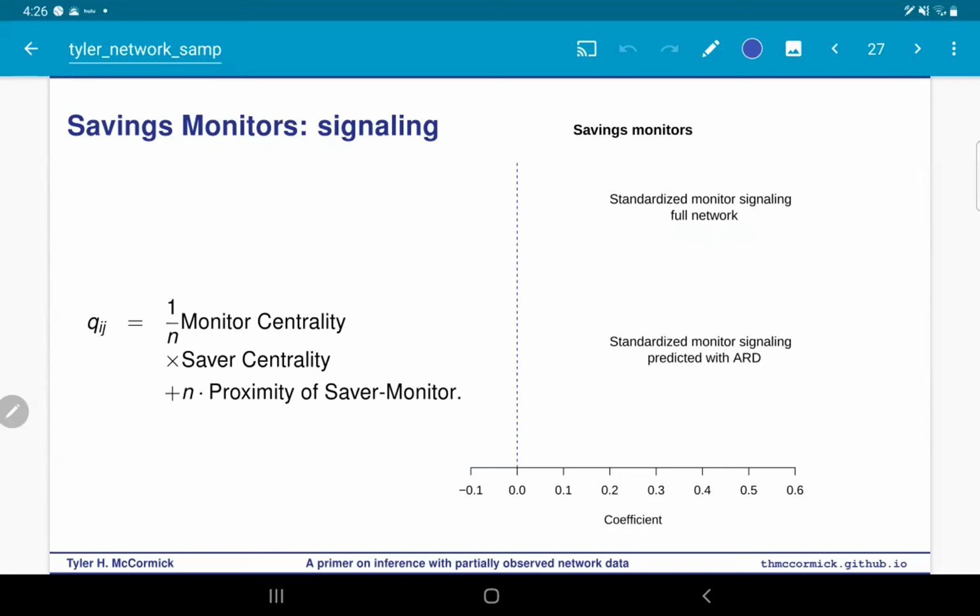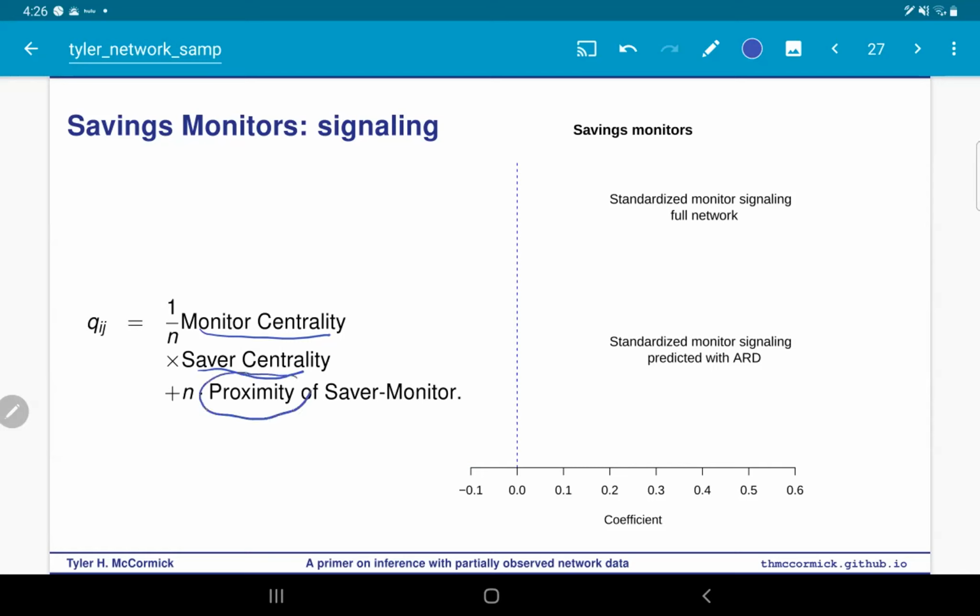And so the theory here, based on previous work in economics, is that both the centrality of the monitor and the centrality of the saver should really matter. So centrality should matter. So you might imagine that a monitor who has the ability to tell many other people about your reliability or lack thereof with respect to your savings targets is going to produce more incentive to reach your savings target than a person who's on the periphery of the network and can't really tell that many people.